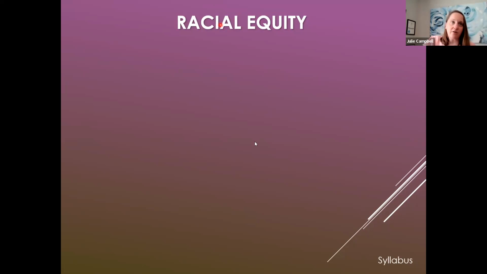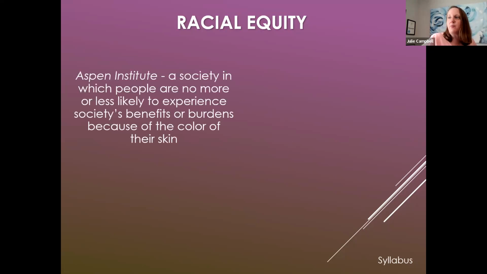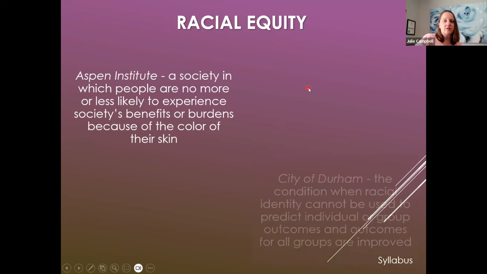So the first point in understanding racial equity is defining racial equity. There are several different sources where these definitions can come from. If we look at some examples of sources, one source defines racial equity as a society in which people are no more or less likely to experience society's benefits or burdens because of the color of their skin.